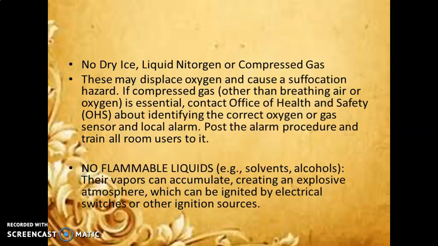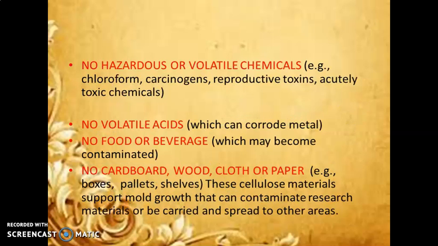No flammable liquids, for example solvents, alcohols. Their vapors can accumulate, creating an explosive atmosphere which can be ignited by electrical switches or other ignition sources. No hazardous or volatile chemicals, for example chloroform, carcinogens, reproductive toxins, acutely toxic chemicals. So, this type of chemicals are not kept in the cold room. No volatile acids, which can corrode metals. No food or beverage, which may become contaminated. No cardboard, wood, cloth or paper, for example boxes, pallets, shelves. These cellulose materials support mold growth that can contaminate research materials or be carried and spread to other areas.